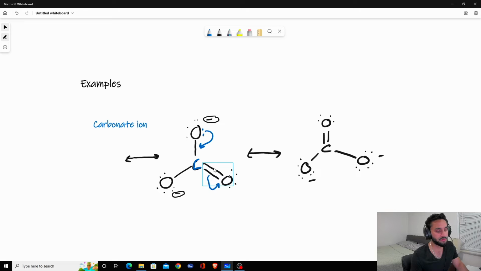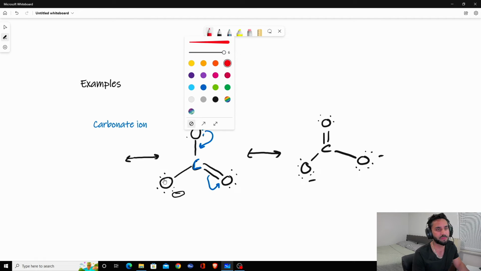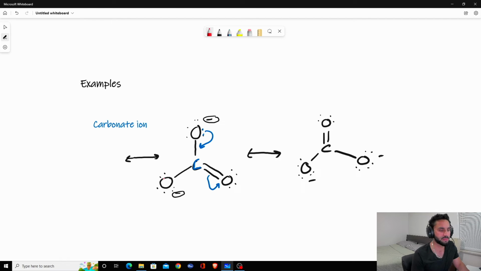There is actually one more resonance structure for the carbonate ion, and it involves this oxygen. So let me show you in a different color. Let me use red this time. So this oxygen can also give its pair of electrons and make a pi system here. Since it does that, the pi system here breaks down and donates its pair of electrons to this oxygen. So let me show that with the drawing, what actually happens.